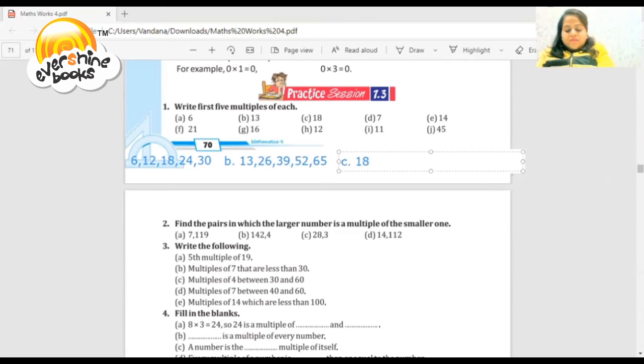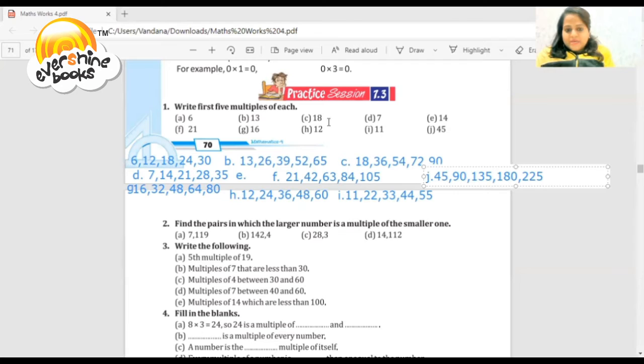Okay. 18 ones are 18, 18 twos are, yes, 36. Now what are 18 threes? So students, it's your turn. 18 2s are 36, 3s are 54, 4s are 72 and 90. And these are your table of 7. This is your table of 21. This is your table of 45, 16, 12 and 11. And you have to write the table of these numbers 5 times.